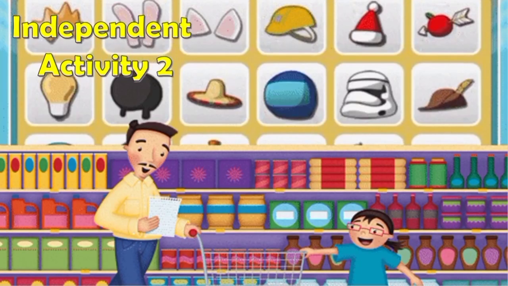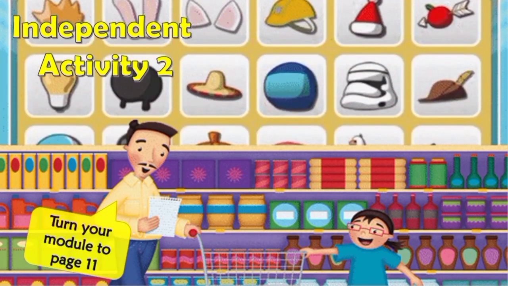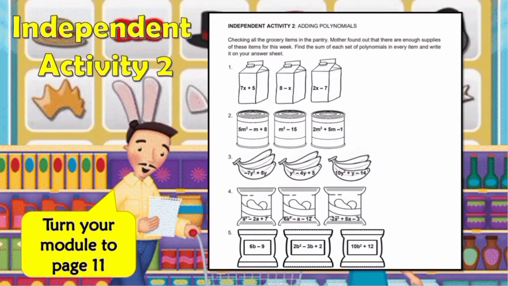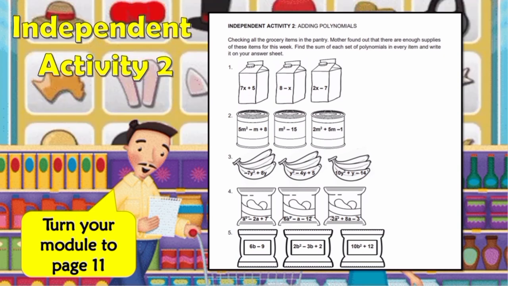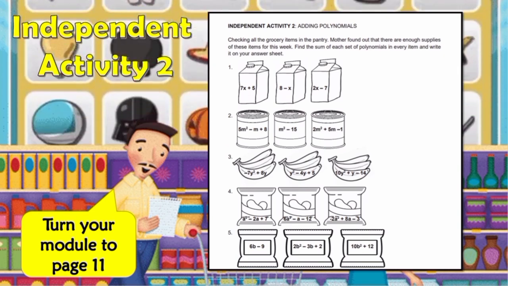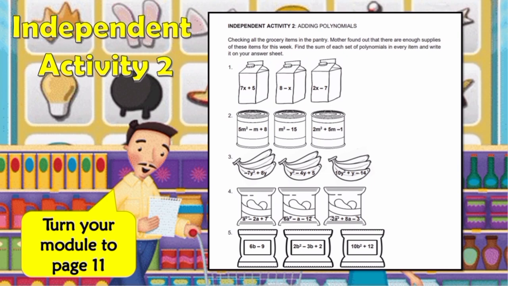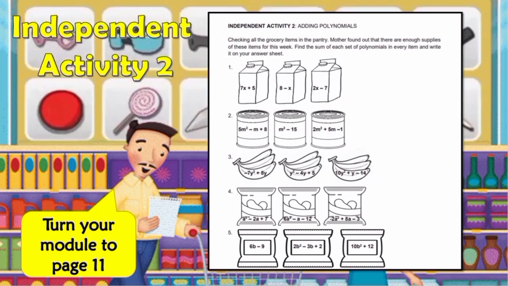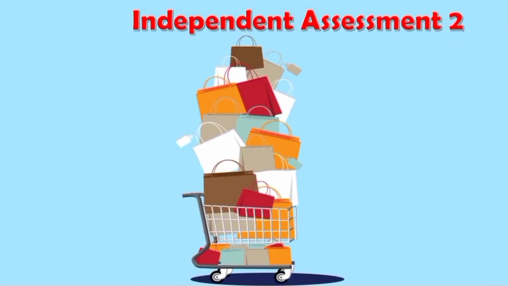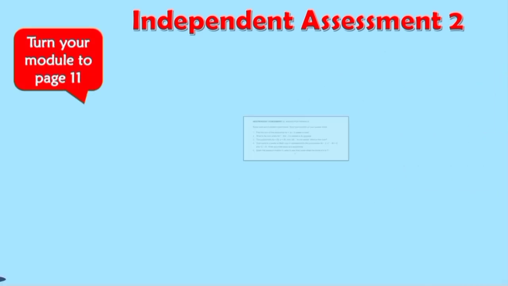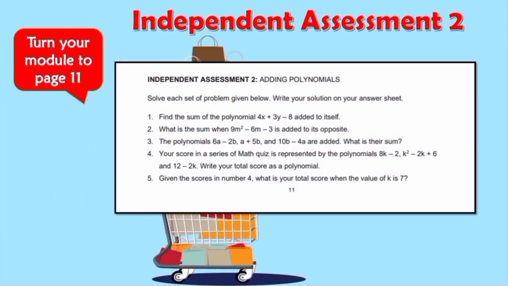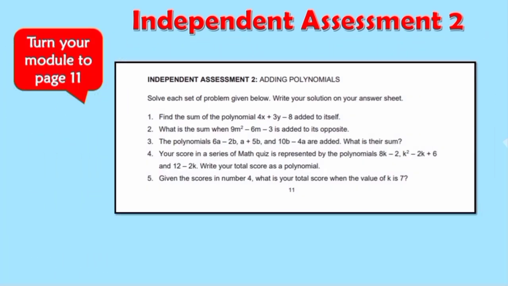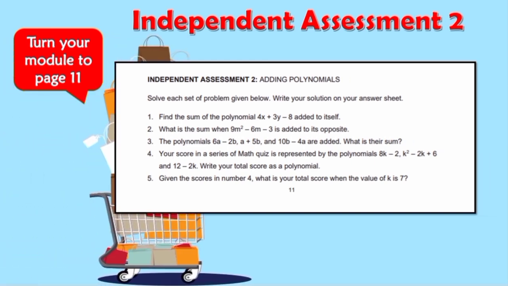Independent activity number 2. Turn your module to page 11. Checking all the grocery items in the pantry, mother found out that there are enough supplies of these items for this week. Find the sum of each set of polynomials in every item and write it in your answer sheets. Independent assessment number 2. Turn your module to page 11. Solve each set of problem given below. Write your solution on your answer sheet.